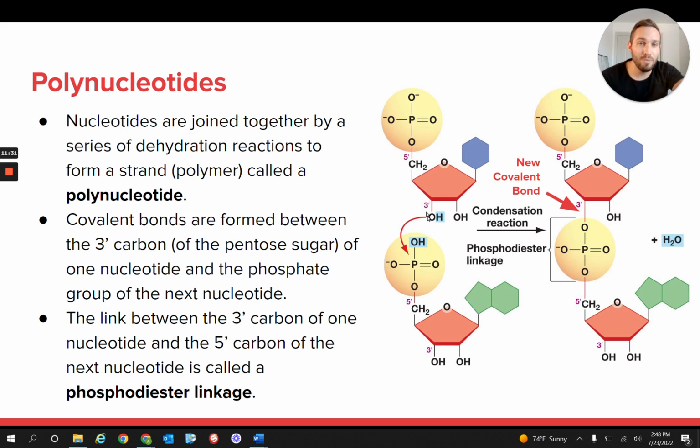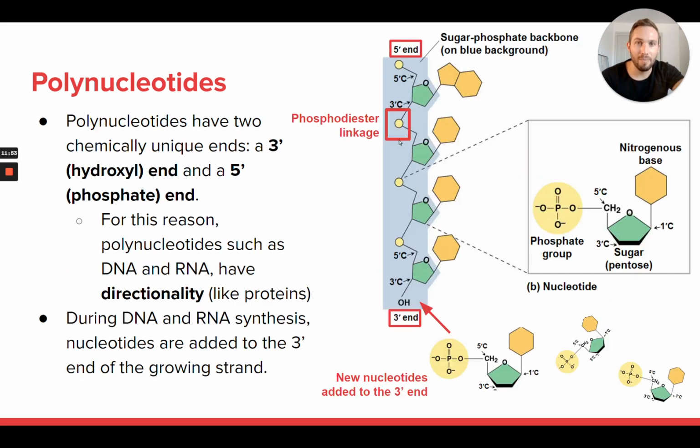But you can see specifically that the new bond is forming between the 3' carbon, so the 1, 2, 3, the 3rd carbon in this pentose sugar, and the phosphate group of the next nucleotide. So in this nucleotide, the 3' carbon, and in this nucleotide, the phosphate group, they're forming a new bond with one another. Phosphodiester linkage. And that will repeatedly happen thousands, millions of times to build these giant polymers, which we call polynucleotides. A polynucleotide is a strand of nucleotides, which will ultimately be your DNA and your RNA.